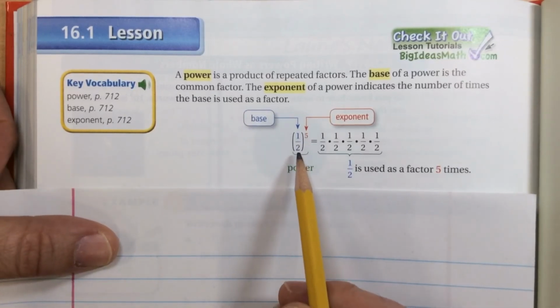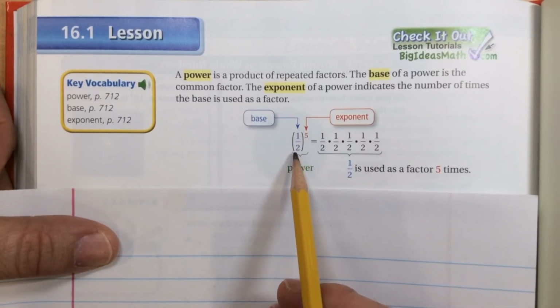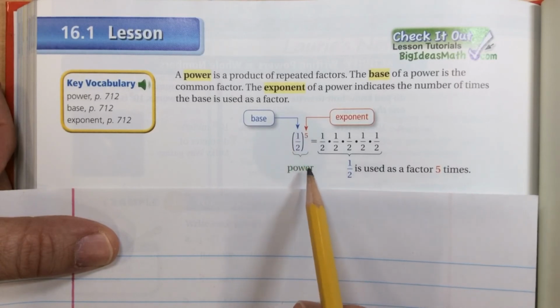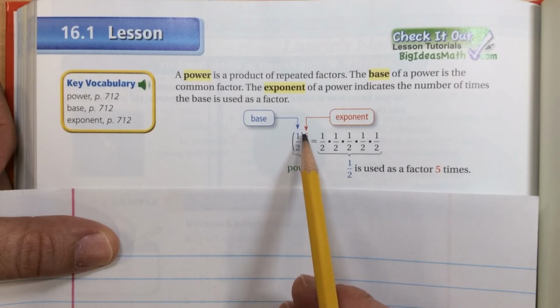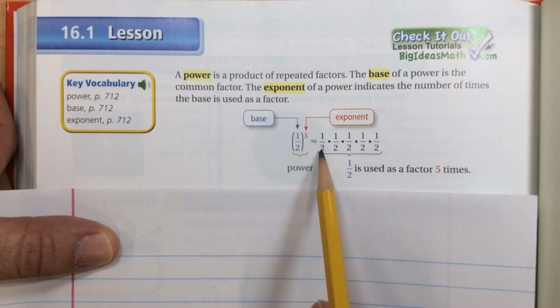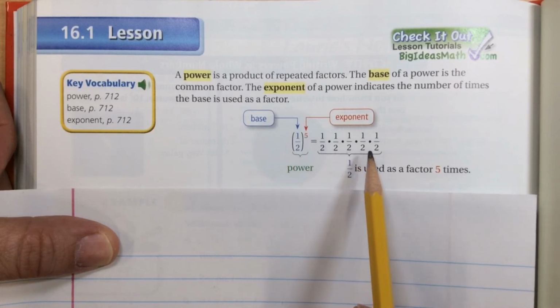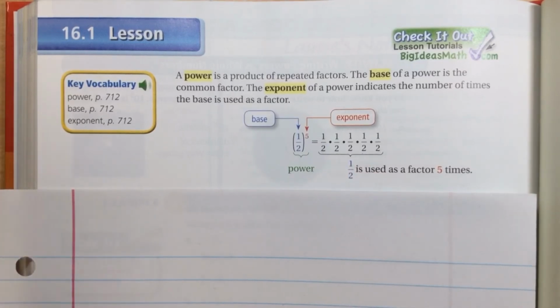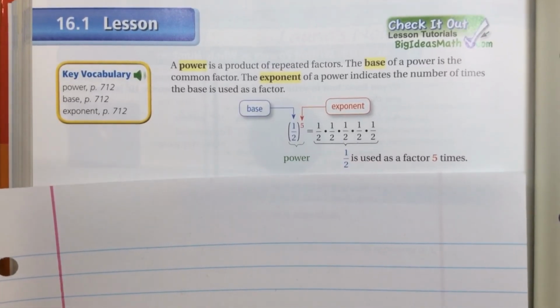Just a side note: notice when you put a fraction raised to an exponent, you put that fraction in parentheses, or that exponent would only apply to the numerator. So we do put it in parentheses. So this is 1/2 to the 5th power, which means 1/2 times 1/2 times 1/2 times 1/2 times 1/2. So 1/2 is used 5 times as the factor.